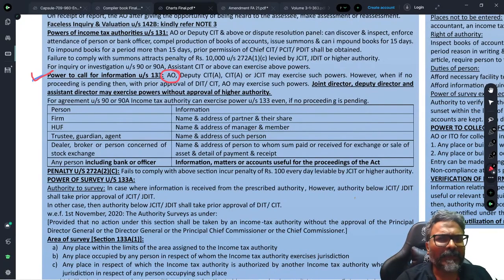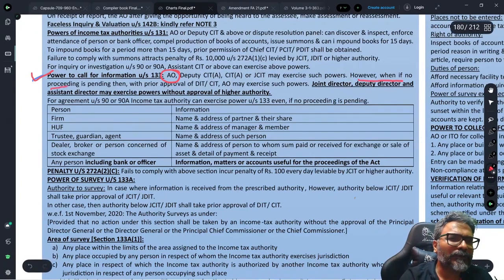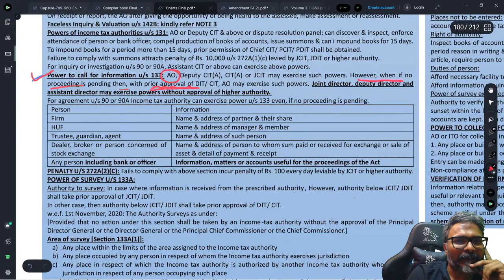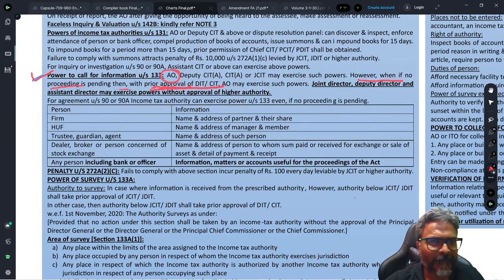But here, students, what they are trying to say is this: when no proceeding is pending, then this power of 133 can be exercised only on the prior approval of the CIT. If no proceedings are pending, students, in that particular case, this particular power can be exercised only on the prior approval of the CIT or the DIT, as the case may be. Fair enough. Not an issue.